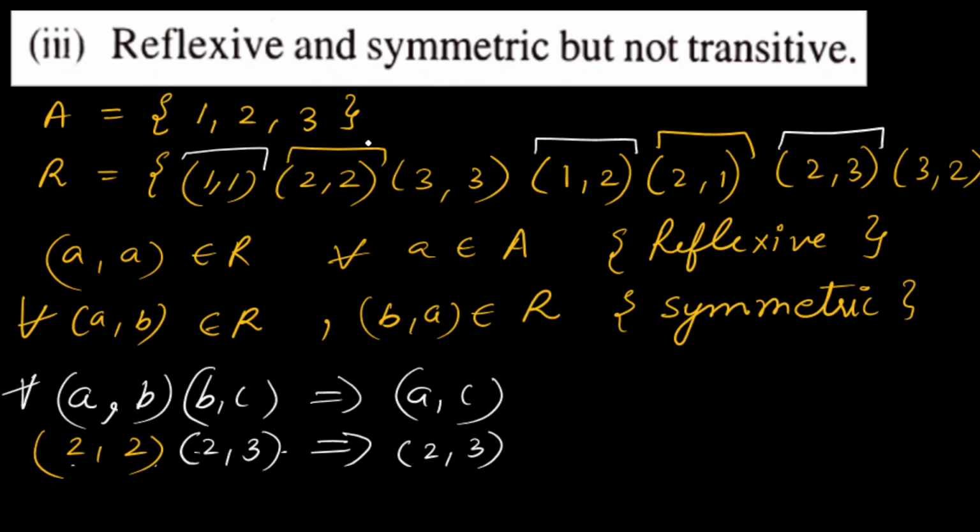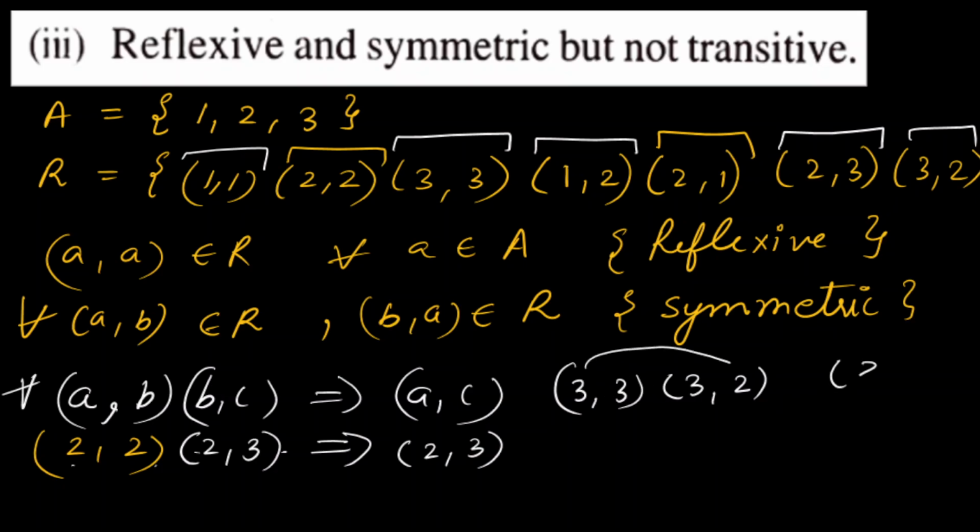Let's consider a different example now, because this should be true for all ordered pairs. If I consider (3, 3) as (a, b), then (3, 2) will be (b, c), and (a, c) is (3, 2). For this also it is true. We have to find at least one ordered pair for which this condition is not true. In that case this relation will not be transitive. I checked with (3, 3) and (3, 2), and with this also I got (3, 2) as (a, c).